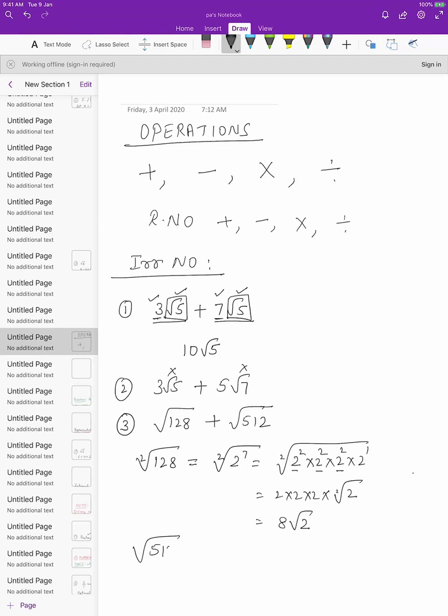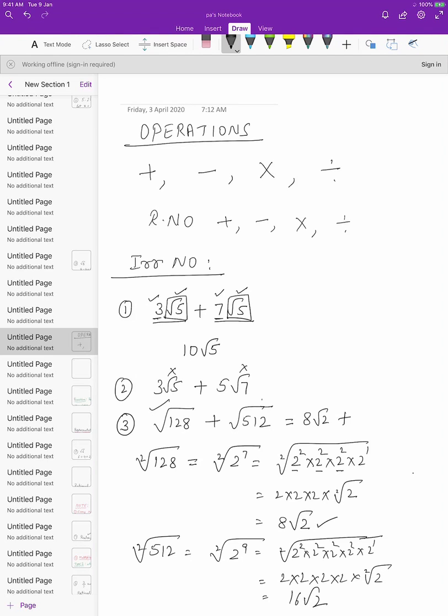Similarly, square root of 512. This is 2 raised to the power 9. So that makes it 2 raised to the power 2, 4 times, and 2 raised to the power 1. That gives me 4 2's will come out and 1 2 will remain inside the radical sign, which gives me 16 root 2. So now the simplified form of root 128 is 8 root 2, whereas the simplified form of root 512 is 16 root 2.